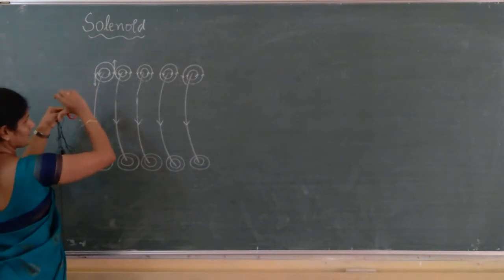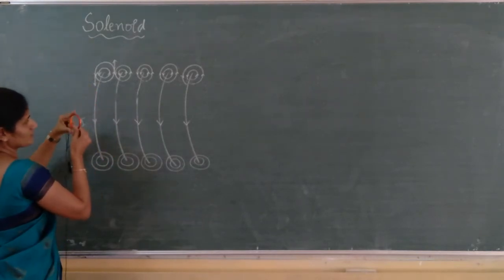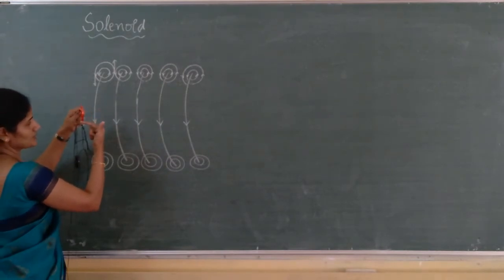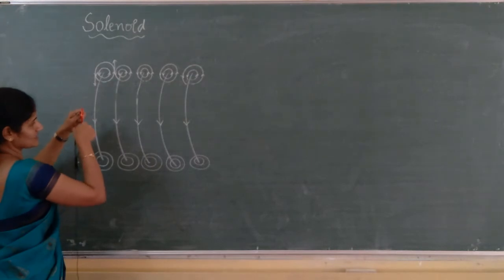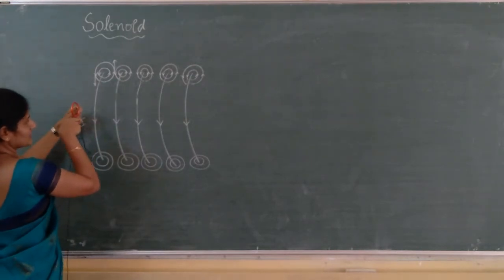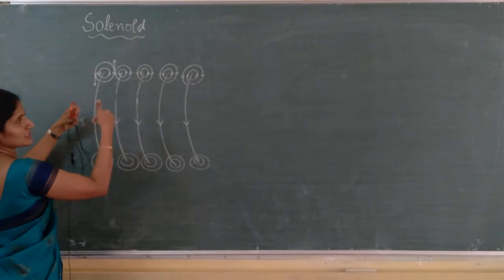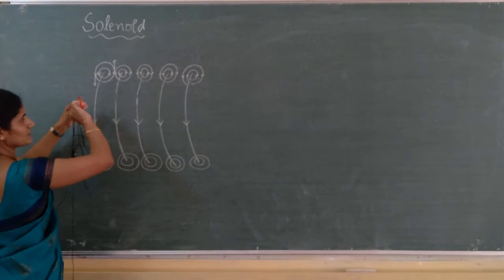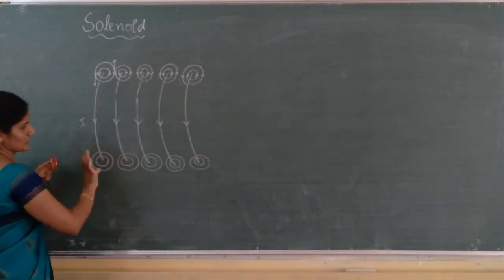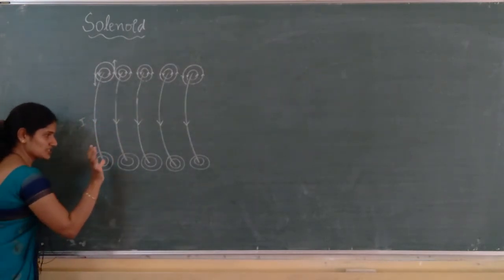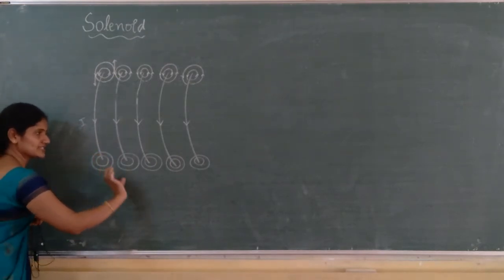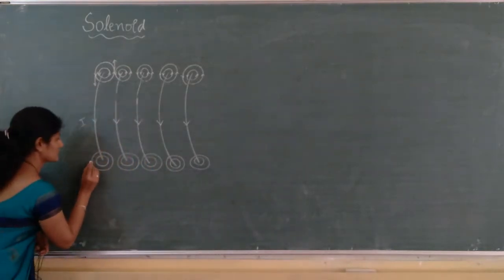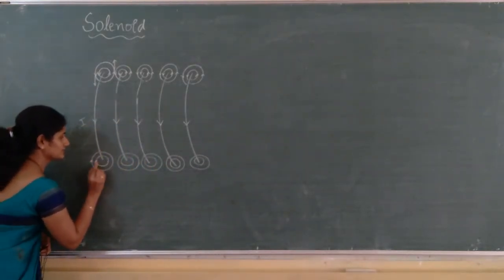At this point, the current flowing through this conductor flows like this. So, this is the direction of current, right? So, the thumb gives the direction of current, and all the other fingers give the direction of the magnetic field. So, at this point, this is the current and the magnetic field lines are like this. So, this is the magnetic field.